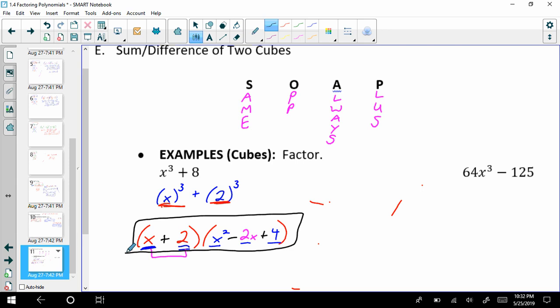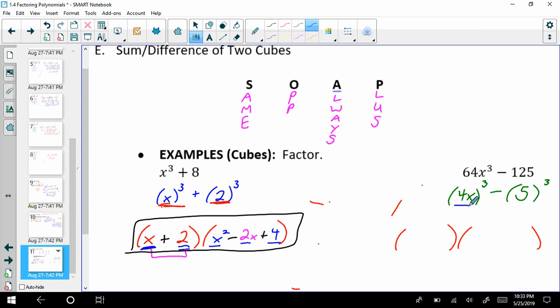Okay, last one. Before we factor, let's think about, I have to know what is being cubed. So what cubed is 64? If you look at your previous notes, we did write down what that perfect cube was. It's 4, so this is a 4x. And same thing for the 125. What cubed is 125? It's a 5. So knowing that, let's set up our parentheses.